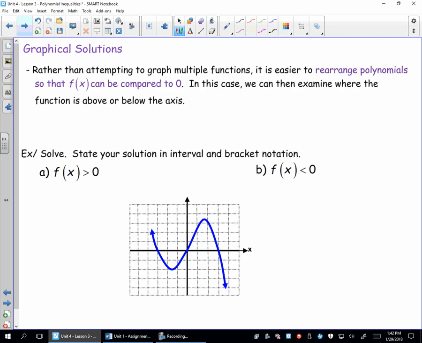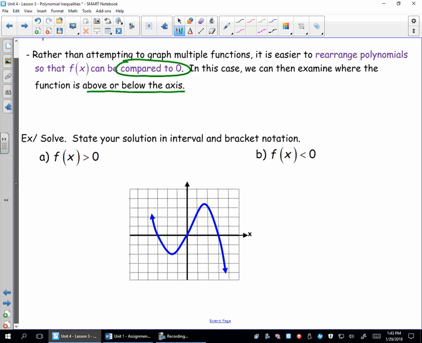So to start, graphical solution. Rather than trying to graph these different inequalities separately and having multiple solutions, it's easier to go back to the idea of how did I solve something. Well, to do that, we always want to make it equal to 0. So to solve a polynomial inequality, I want to make my function, a single function, equal to 0. Because then all I have to do is check if my line, my function, whatever it happens to look like, is above or below the axis. In other words, above or below 0.